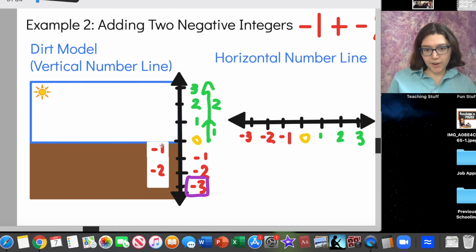Right, so now I have a hole that's 3 feet or 3 units deep. So that's what happened when I added the negative 1 plus negative 2. I'm going to get negative 3.